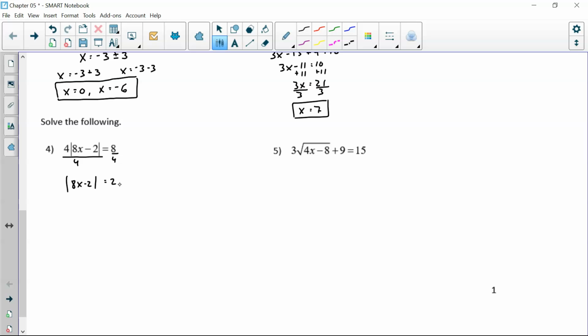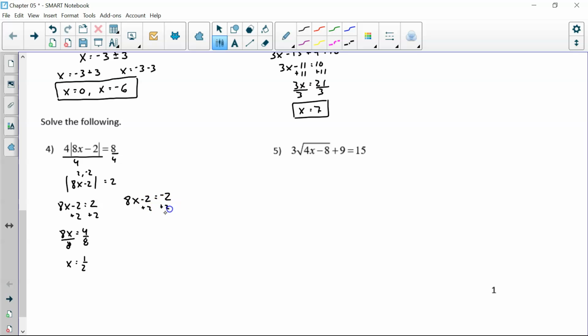Now, to get rid of the absolute value bars, that could be a 2 in there or a -2. So 8x minus 2 equals positive 2, or 8x minus 2 equals a negative 2. There's our two equations to get rid of the absolute value bars. Add 2 to both sides. 8x equals 4. Divide both sides by 8. x equals 1/2.